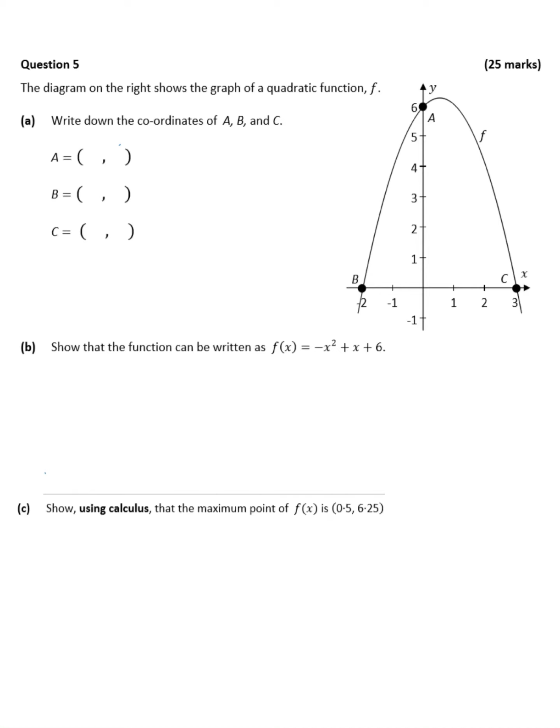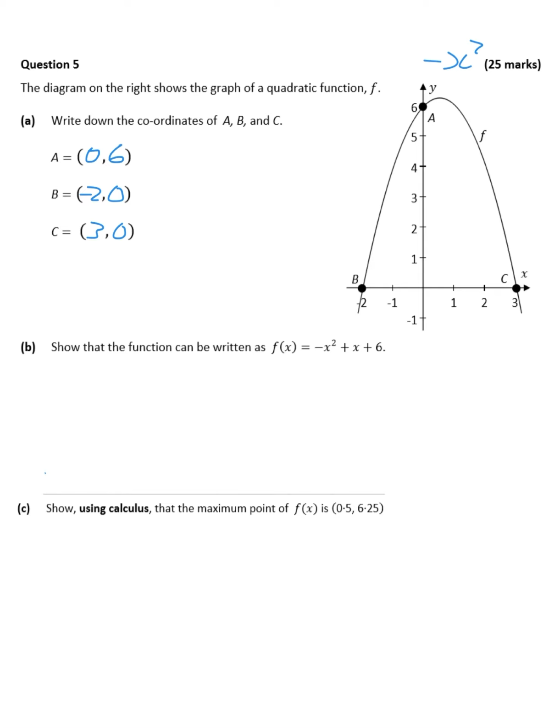Okay, in this question, you can see we have a quadratic graph on the right there, and because it's an upside down u, we know that that would be minus x squared. Now in part A, we need to write down the coordinates of A, B, and C. So this is easy enough. So A, we can see that is going to be (0, 6). B is (-2, 0). And C is (3, 0).